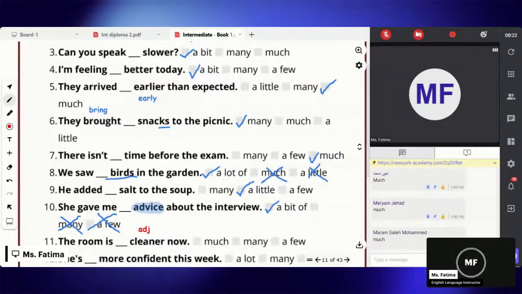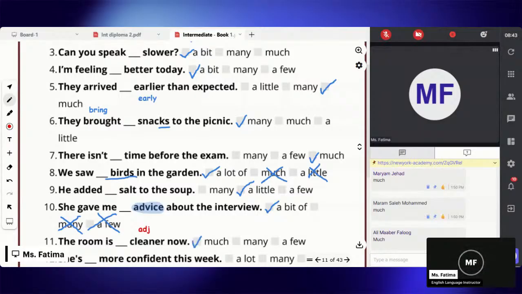Very good. We say much cleaner. Excellent. Number 11 is much. Much. Yes.